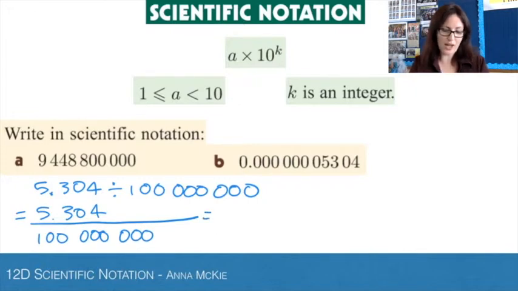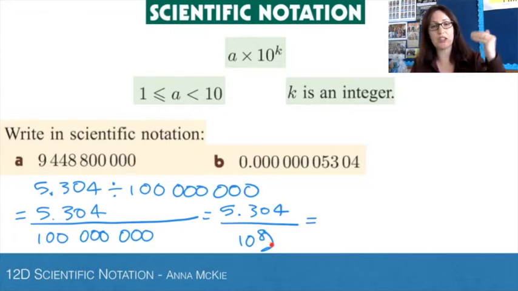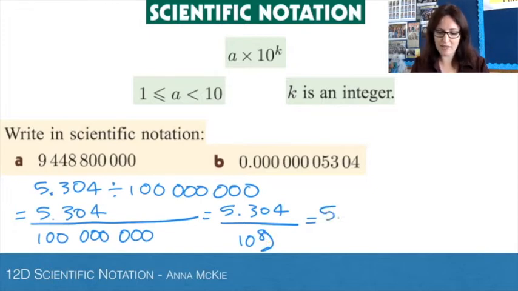Let's think about that 100 million number as a 10 to the power of something. What would it be? 10 to the power of 8, because there's 8 zeros there. Now, if you were to write that without the 10 number there, instead of the 8 at the bottom, let's bring that up so it's sitting next to the 5.3 number. Now, our laws of powers tell us that if it shifts from the denominator to the numerator, the power instead of being positive would become negative. So we can write this as 5.304 multiplied by 10 to the power of negative 8.